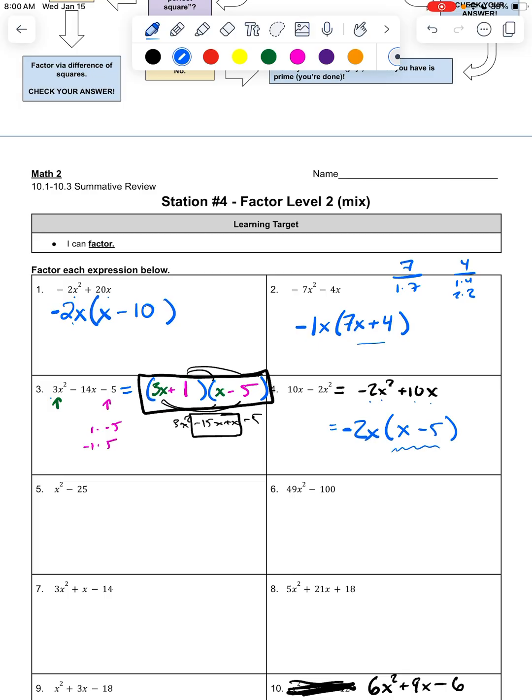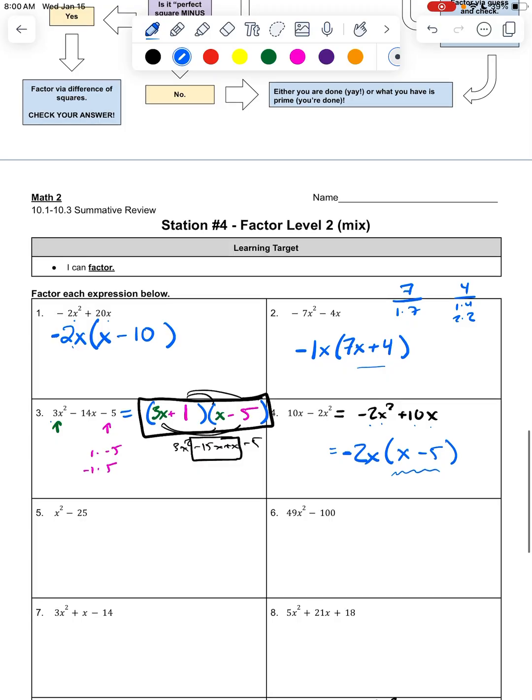What's left behind is a binomial. And it's not a perfect square minus a perfect square. We are done with that problem. Moving on. Number 5.